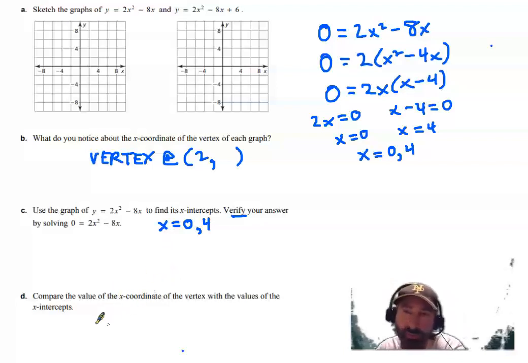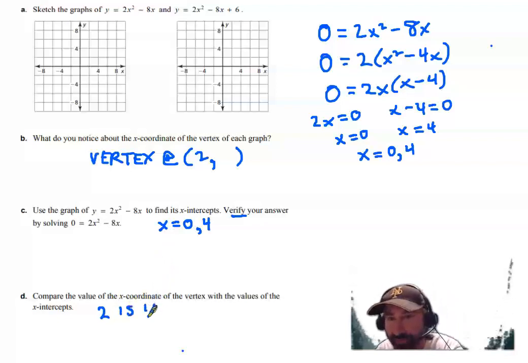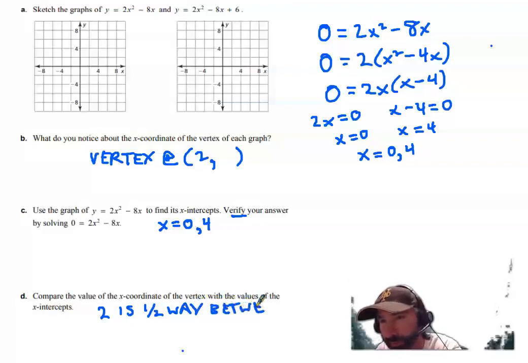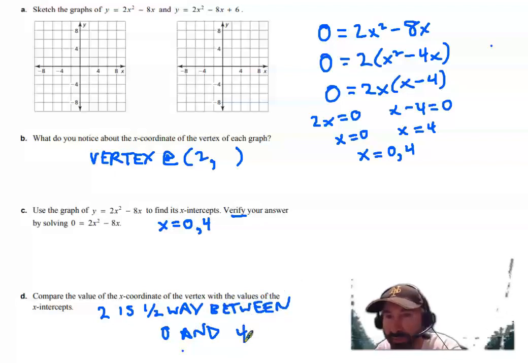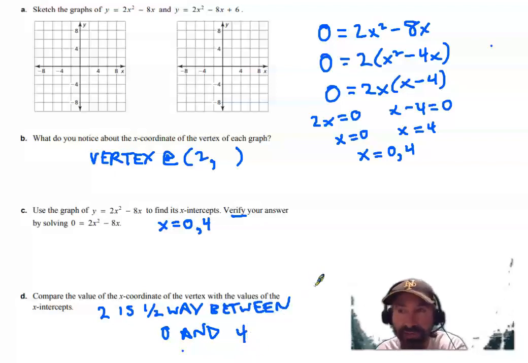So that's what I'm going to write. I'm going to say 2 is halfway between 0 and 4. And we're going to use that exploration from yesterday as a jumping off point into what we're going to do today.